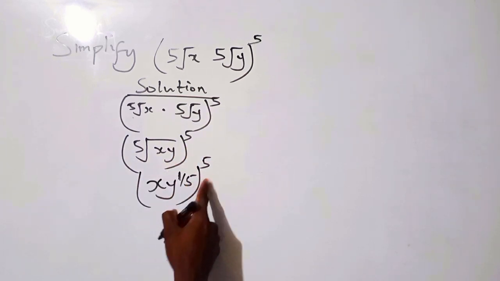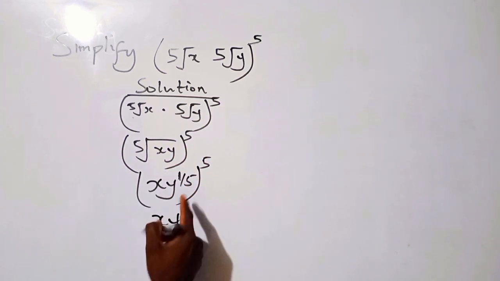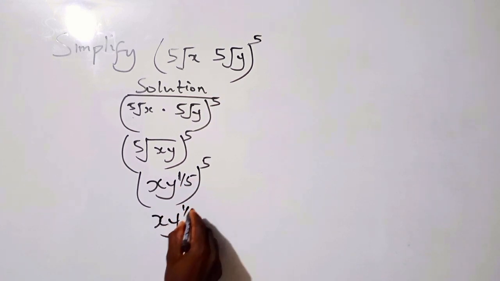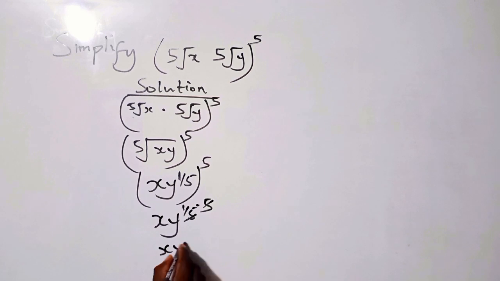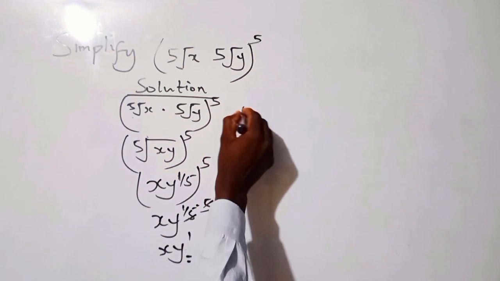So we can apply the exponent law. So we have xy to the power 1 over 5 times 5. We simplify this, we have just xy over 1, so we have xy.